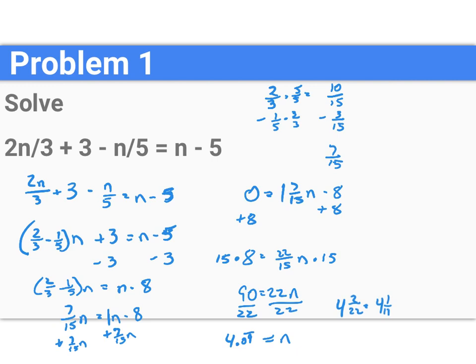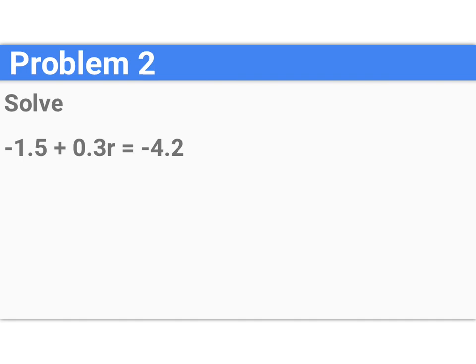So, next one. All right, now we got some decimals here. Add 1.5 to both sides. 0.3r equals. Okay, these have different signs, so we know that different signs subtract. 12 minus 5 is 7. 3 minus 1 is 2. Take the sign of the larger number. Now we divide by 0.3. And r will equal 2.7 divided by 0.3, and that is negative 9.